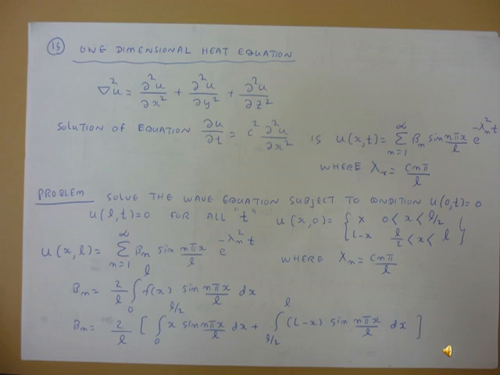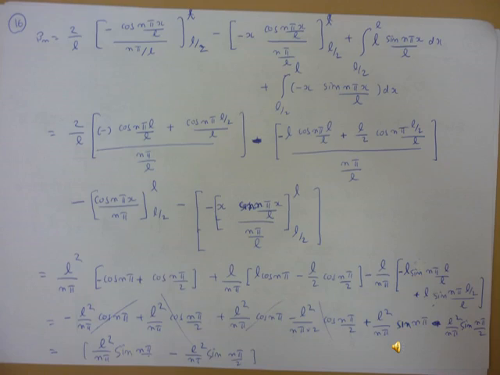And then we use some results of the previous problem. So that now we integrate. So by integrating, b_n is equal to 2/L times [minus cos(nπh/L) divided by nπ/L], where the lower limit is L/2 and the upper limit is L. Minus [h cos(nπh/L) divided by nπ/L], with the lower limit L/2 and the upper limit L.